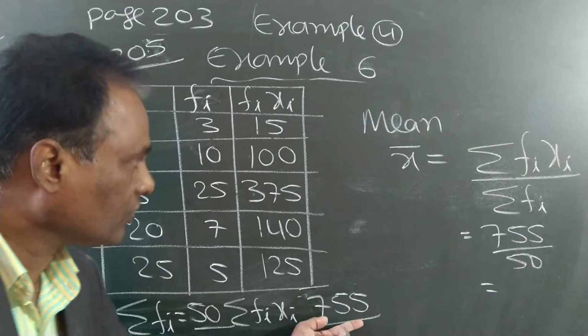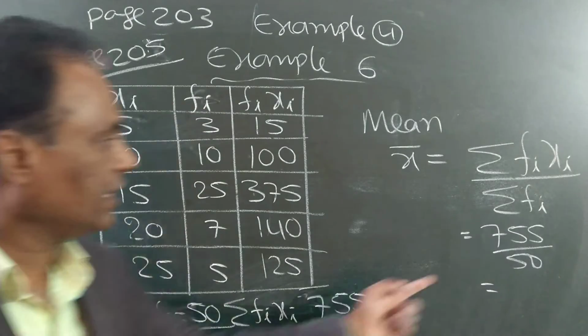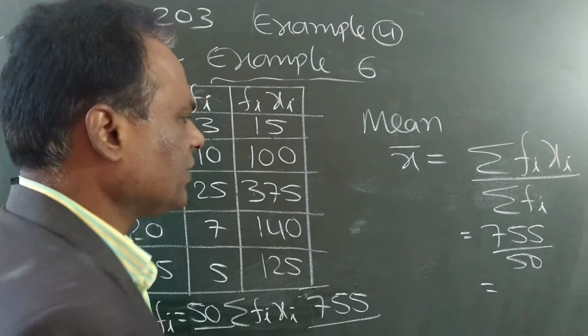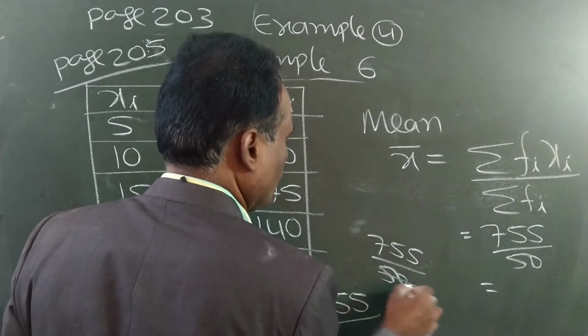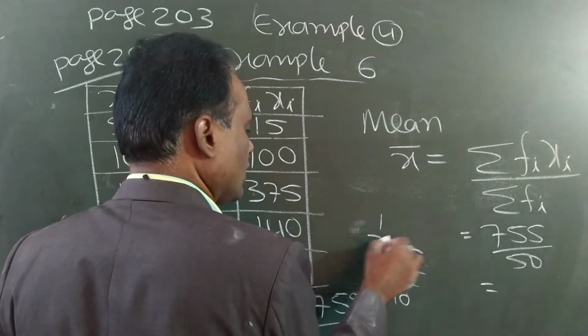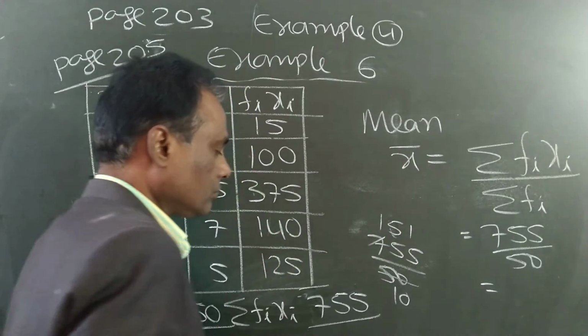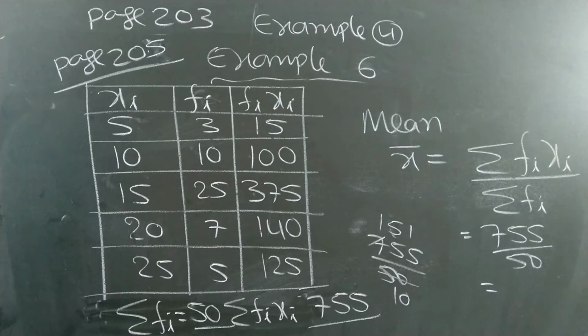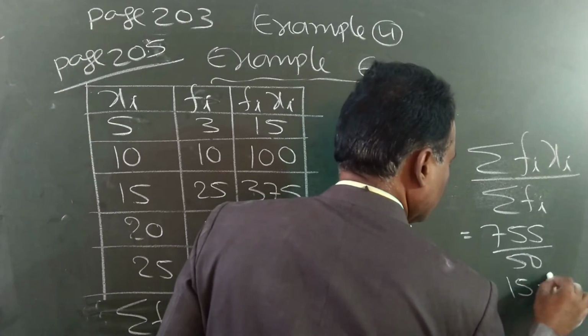Add all the values in the numerator. Add all the frequencies in the denominator. That is the answer. You cancel with the 5 table. 5 tens are 50, 5 5s are 25. By 10 means we will get a decimal.